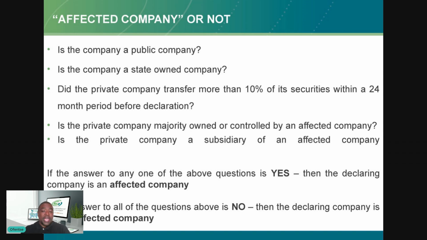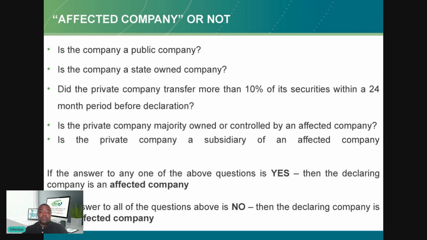Now, by answering yes to any of the above questions, meaning the company is a public company or state-owned, or if the private company transferred more than 10% of its securities in the past 24 months, or if the private company is controlled by an affected company, or the private company is a subsidiary of an affected company, if you answered yes to any of these questions, it means the company you're declaring information for will be an affected company. However, if you answered no to all of the questions above, then the entity that you are declaring information for would be what we call a non-affected company.